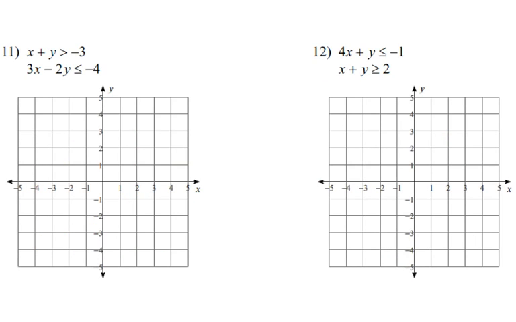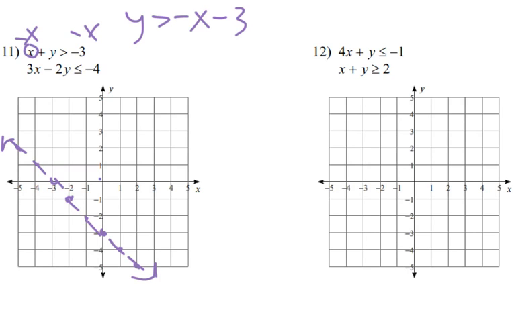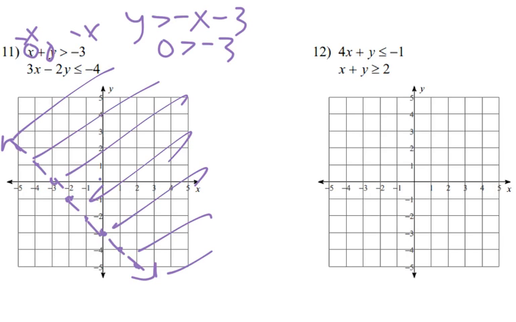Okay, number 11, same idea. Now we're dealing with standard form equations, right? So we've got to adjust those. So subtract x, we get y is greater than negative x minus 3. Go down to negative 3, down 1 to the right one because it's negative x. This is not an equal to, so it's dashed. 0 and 0, 0 for x, 0 for y, add them together is 0 greater than negative 3. Yep, so I shade up there.